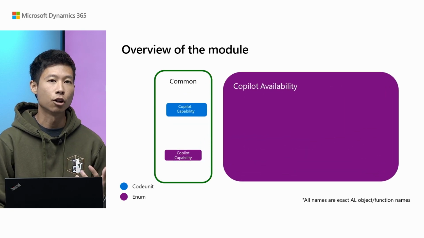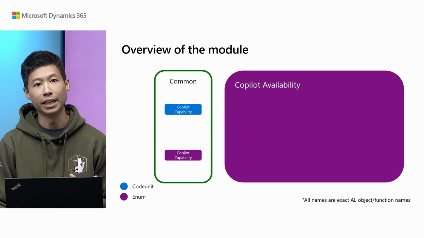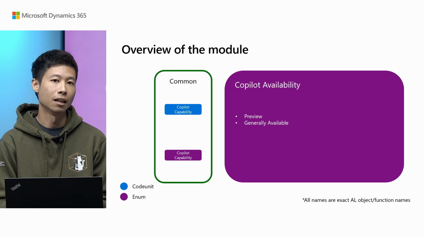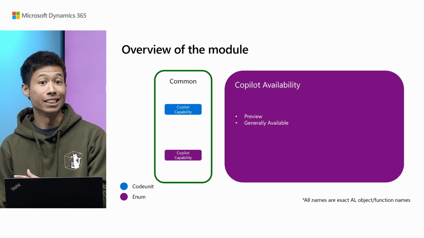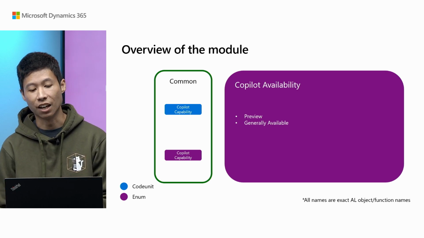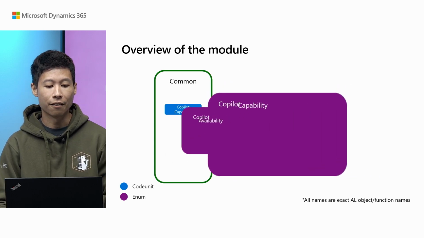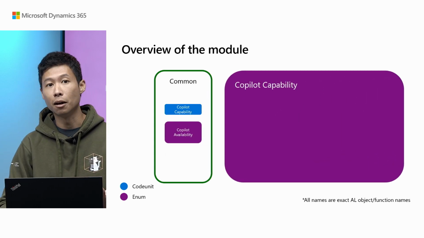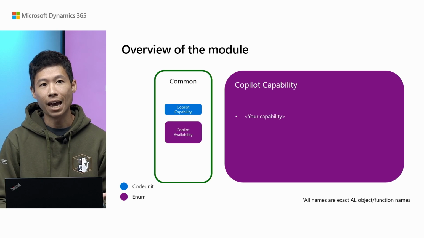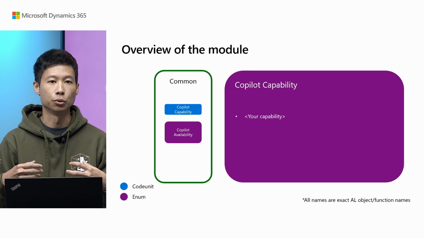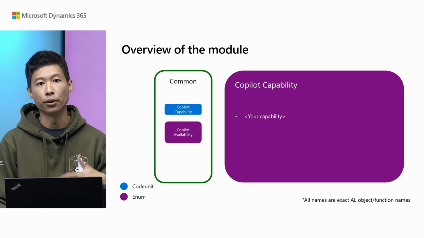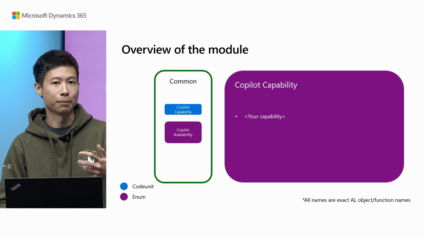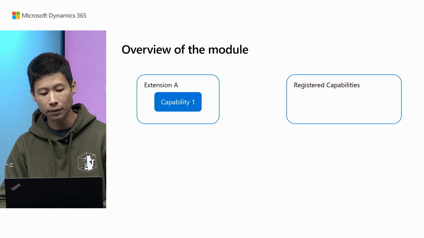Within the Copilot availability enum, there are 2 states: whether your capability is in preview or it's generally available. And finally, the other enum is the Copilot capability enum. In this case, this is where you have to extend this enum to put your capability in. Let me explain a little more about that.